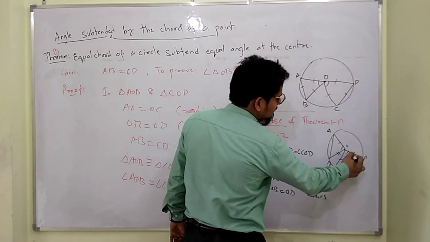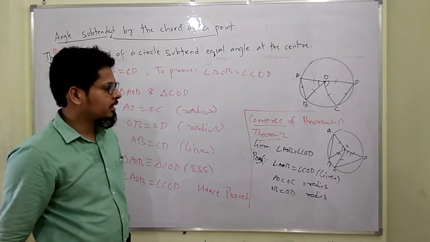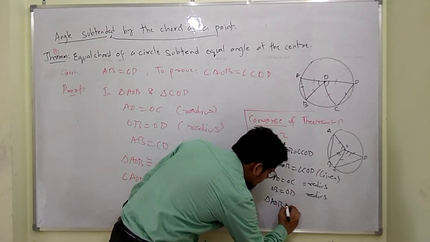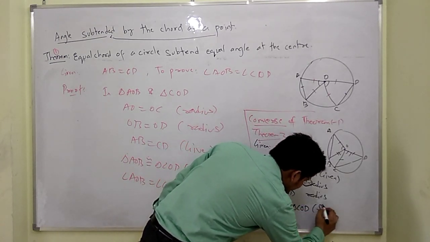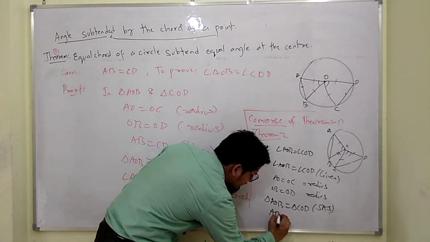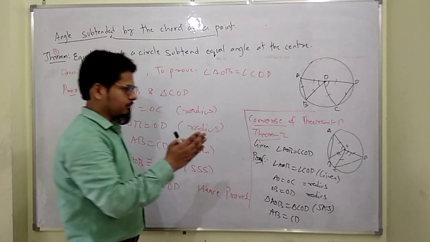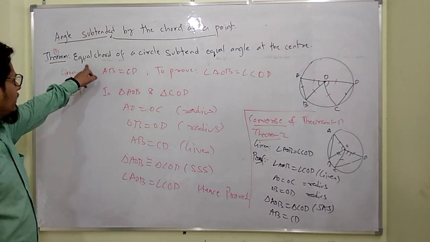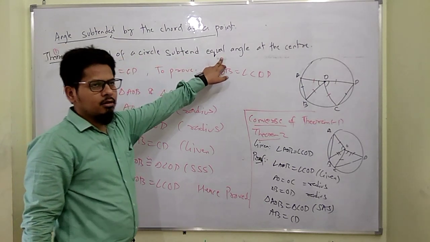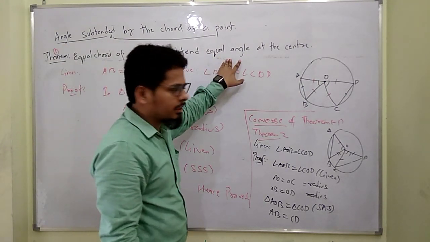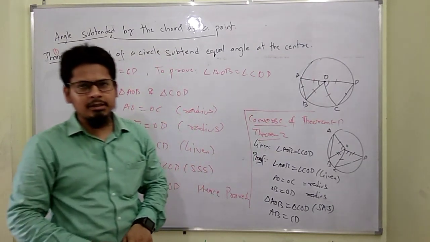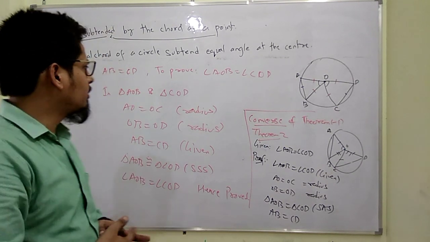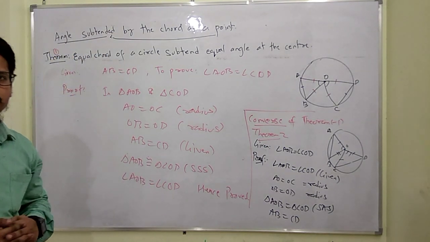So we can say that by SAS, not side by side, SAS, side angle side. Triangle AOB is congruent to triangle COD by side angle side, right? And by CPCT, AB is equal to CD, right? After this, now I am going to start the questions based on these two theorems. Equal chords subtend equal angles at the center, and if the angles subtended at the center by the chords are equal, then the chords will be equal. Okay, so now let's start the problems based on these two theorems.